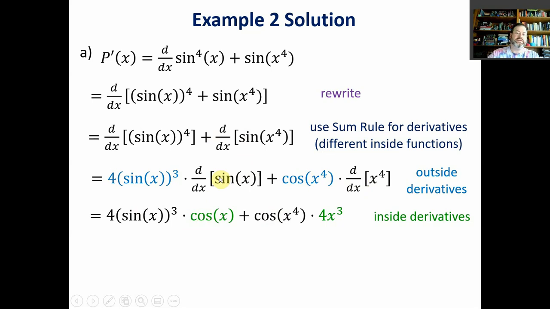And I know what you guys are thinking. You're thinking, look, I know the derivative of sine is cosine. Couldn't I just write it here? Or I know the derivative of x to the fourth is 4x cubed. Couldn't I just write it? Couldn't I have just written it here?